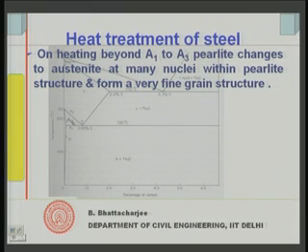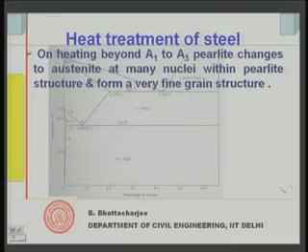When you heat it again and go beyond A1 towards A3, the pearlite will change to austenite, and since austenite formation starts at many nuclei, what will happen? You will have a fine grained structure. At many locations it will start, within that pearlite structure itself, and form a very fine grained structure.